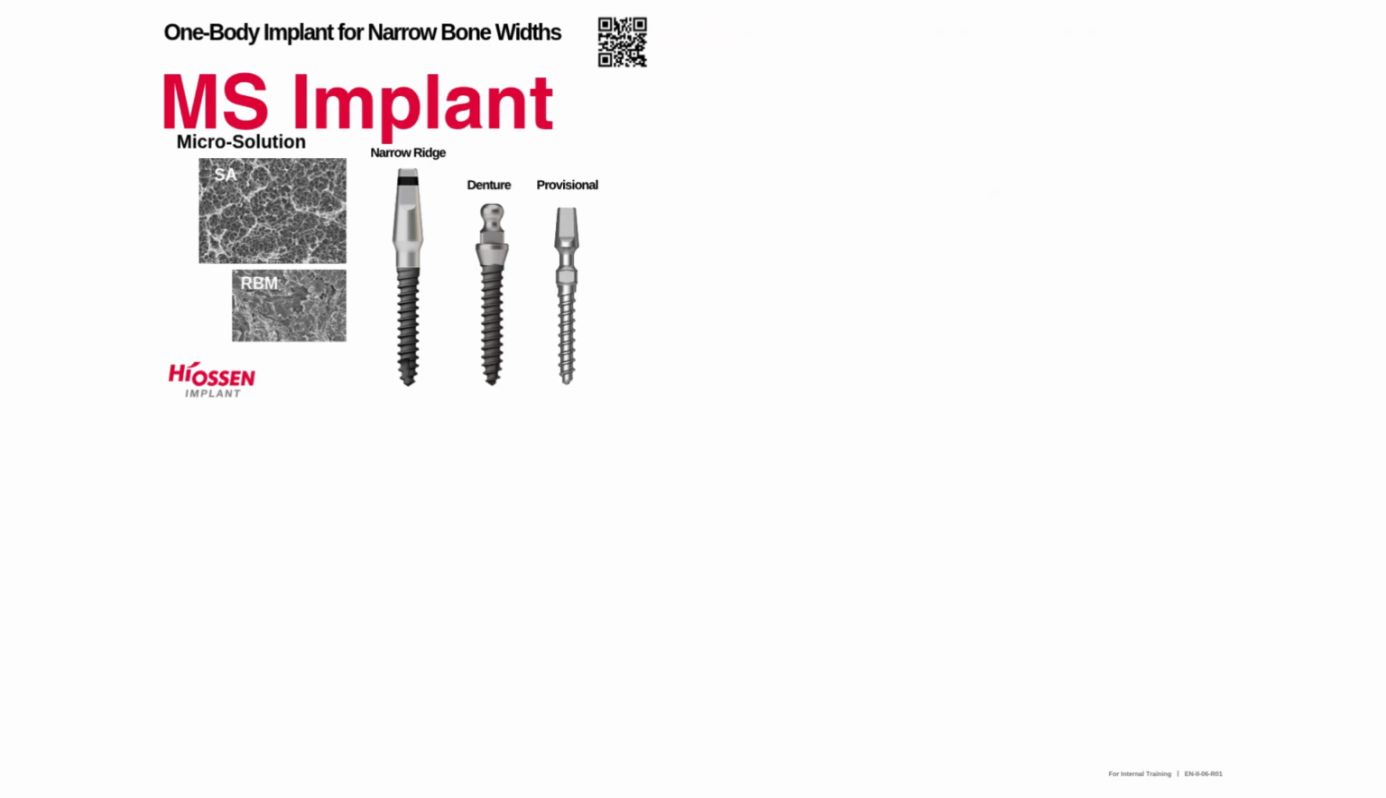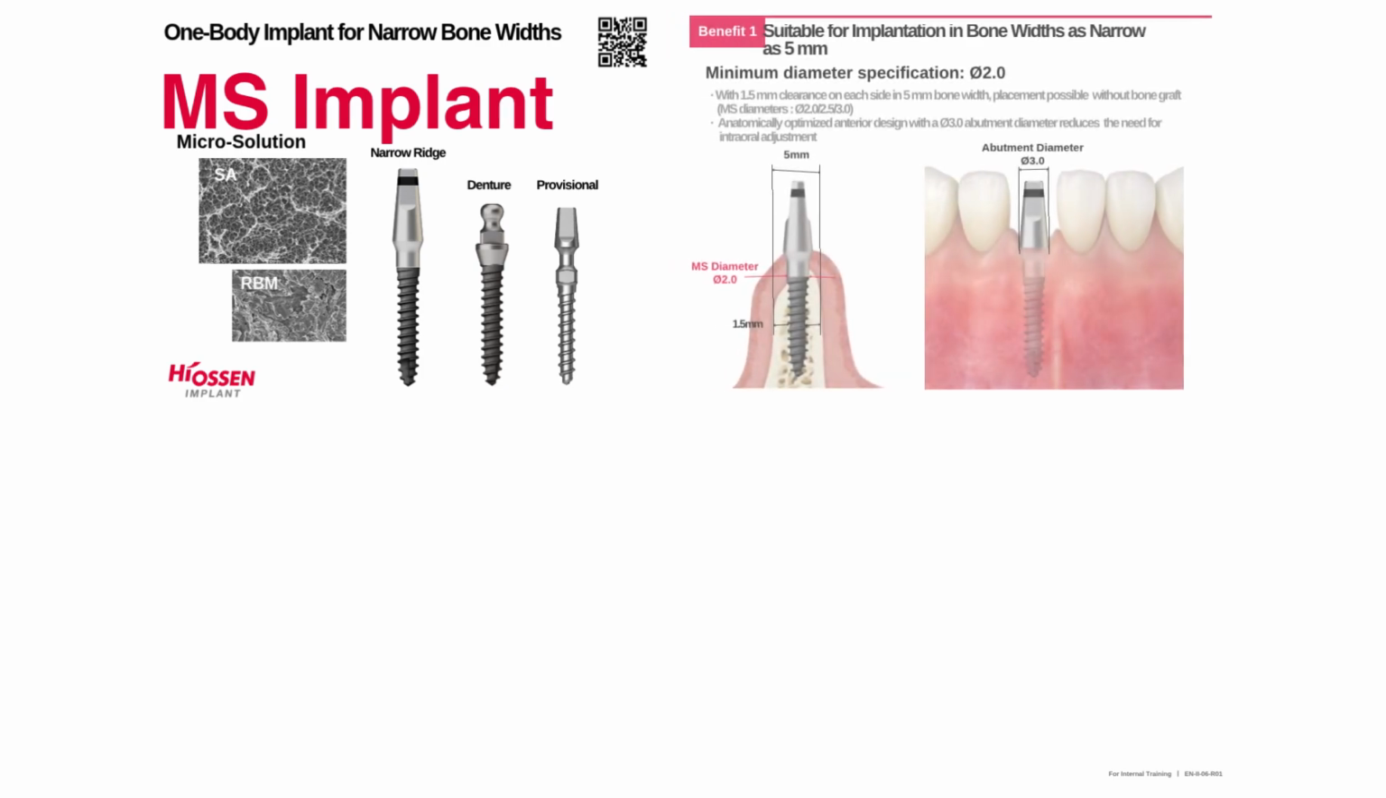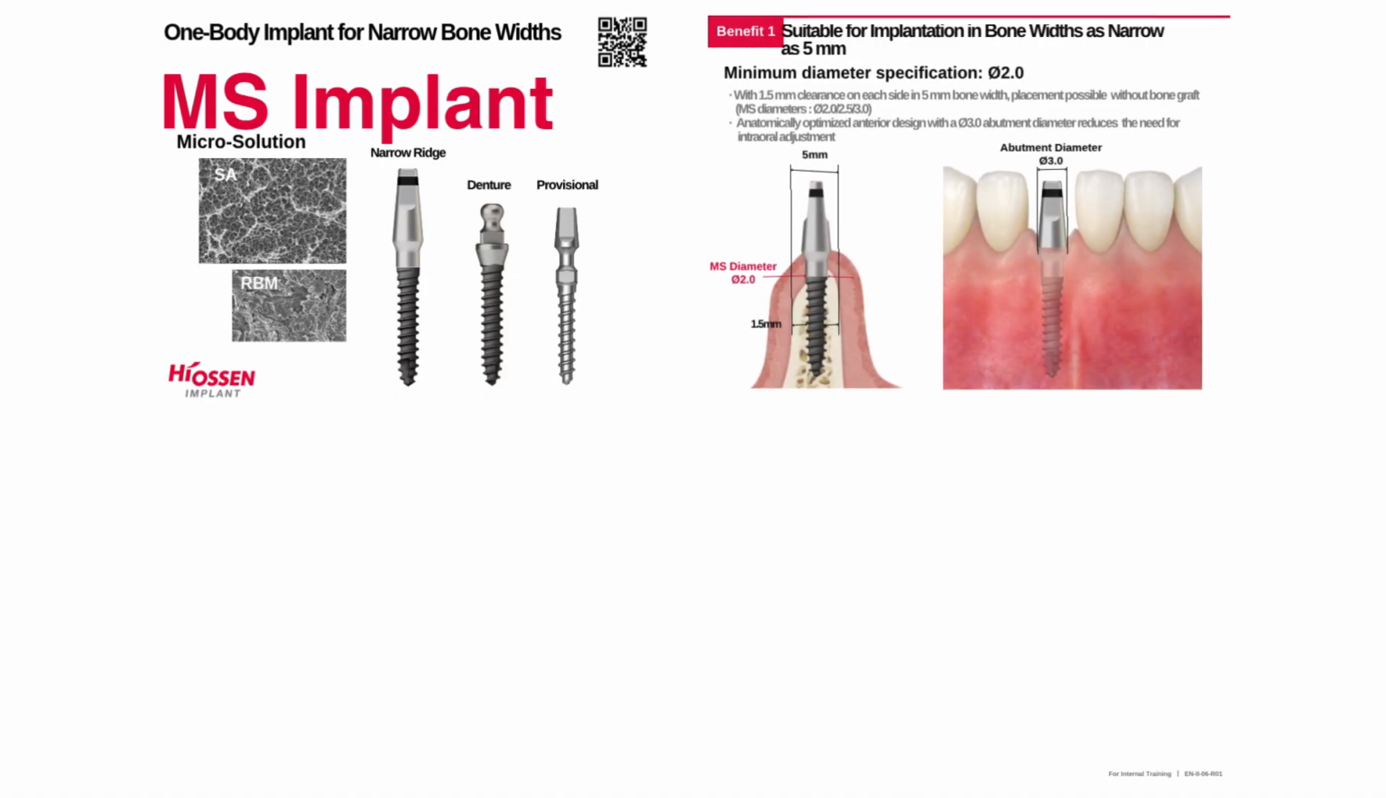Let's look at the benefits. The first benefit is the availability of a minimum diameter of 2.0, which allows placement even in narrow ridge widths as small as 5 mm. When using the 2.0 diameter in a 5 mm narrow ridge, a clearance of 1.5 mm can be secured on each side, enabling implant placement without the need for bone grafting. In addition to the 2.0 diameter, 2.5 and 3.0 diameter options are also available.